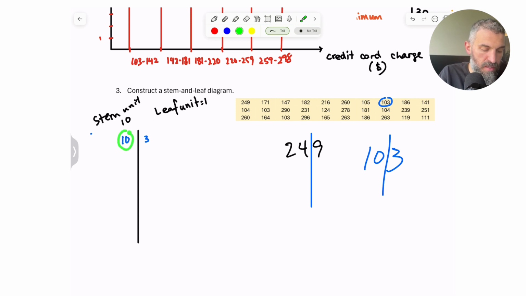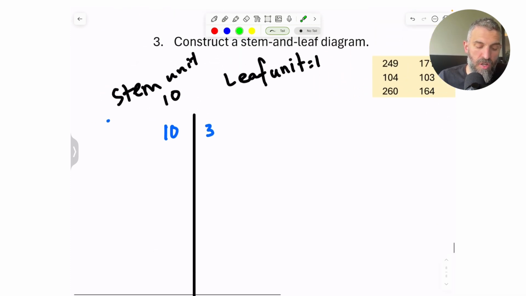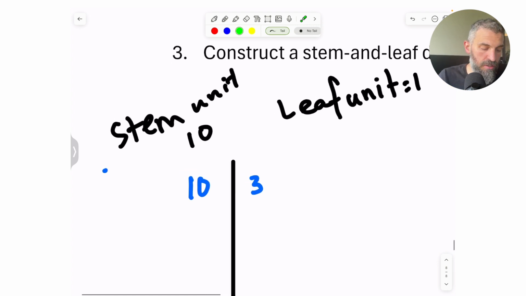So what does that mean? Well, because I put 10 here and my stem unit is 10, somebody reading this who does not have access to my data, imagine you're just looking at this. You're like, well, what number is that? Well, here's what it is. I see 10 here and I see 10 here. So 10 times 10 is 100. Okay, so I know that this is 100.